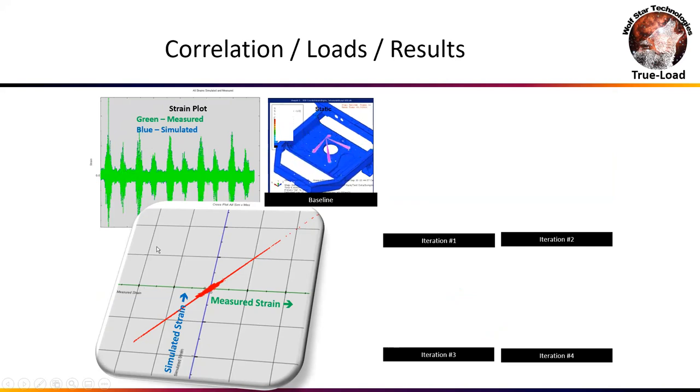There are the simulated strains, and down below we've got a cross plot of measured strain versus simulated strain. This was a single button push on my part to generate this load. This is what happens. Once you've got the strain data in, you can get the loads. And once you've got the loads in, you can generate operating deflection shapes.